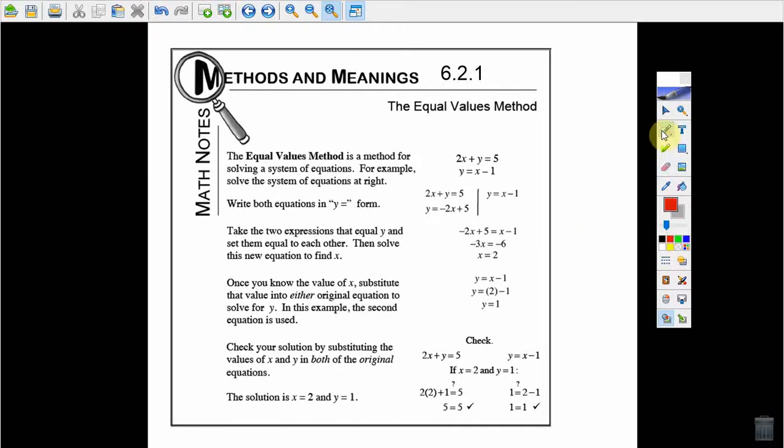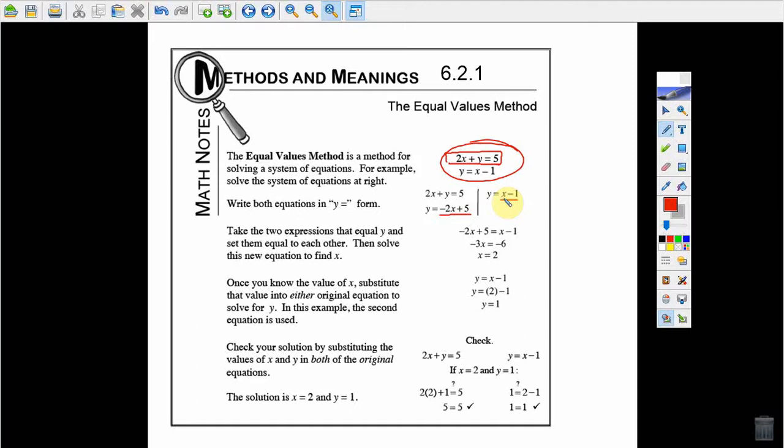In this example they've given us right here, we have 2x plus y equals 5 and y equals x minus 1. So the first thing they're going to do is rewrite the top equation so that it equals y, and that's what you get right there. You get y equals negative 2x plus 5, and the bottom equation is still y equals x minus 1.